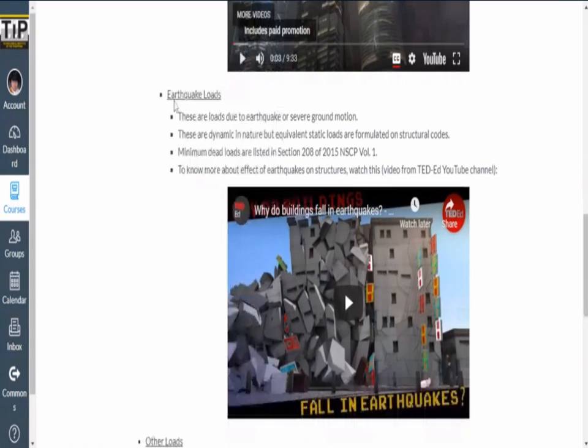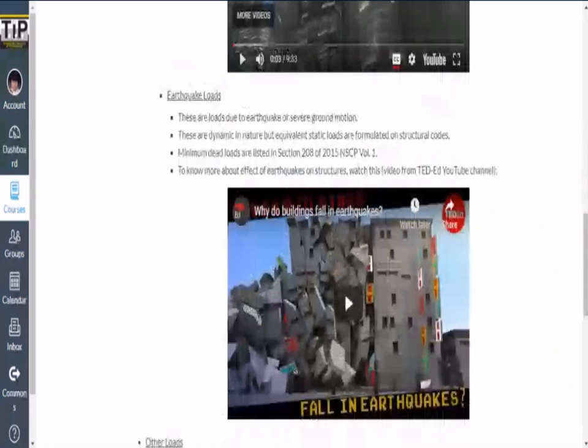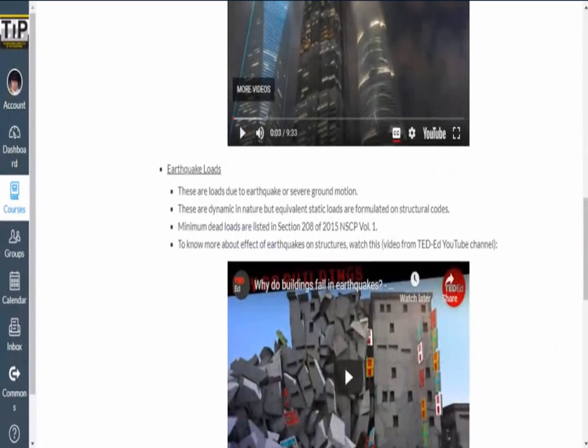Next, we have earthquake loads. These are due to earthquake or severe ground motion. Again, earthquake loads are actually dynamic in nature, but equivalent static loads can be used. But then, again, having equivalent static loads does not mean that we reflect the actual behavior of structures. Okay. So minimum earthquake loads are listed in section 208.